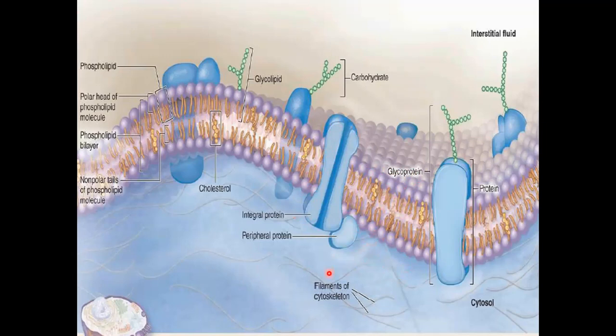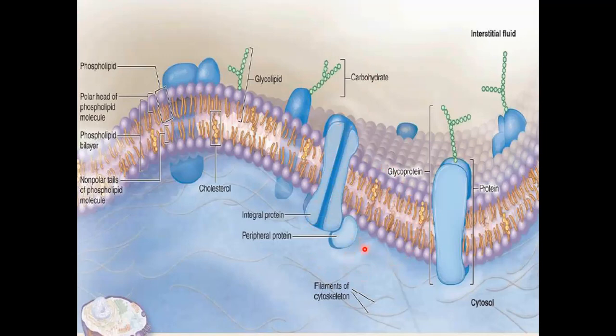So basically, there are 3 types of proteins on the cell membrane. Integral, found within these 2 layers. Transmembrane, crossing the 2 layers. Then we have peripheral, attached only to one layer of the cell membrane.